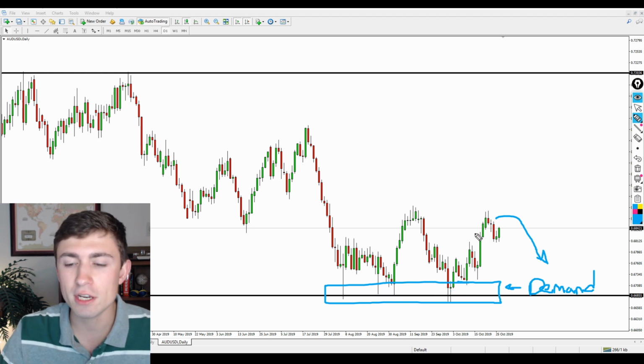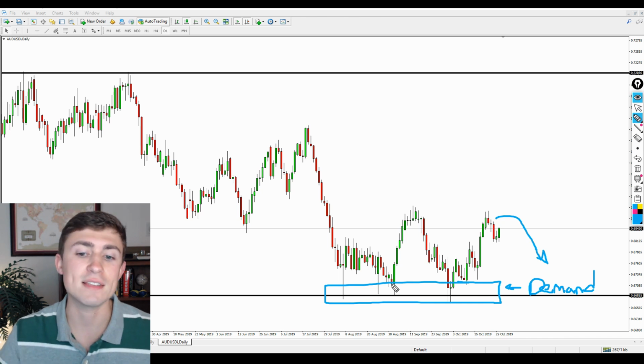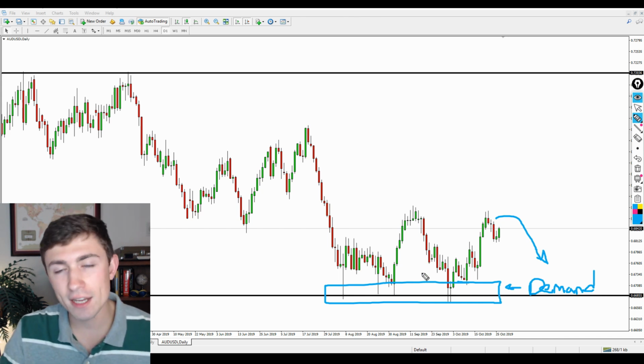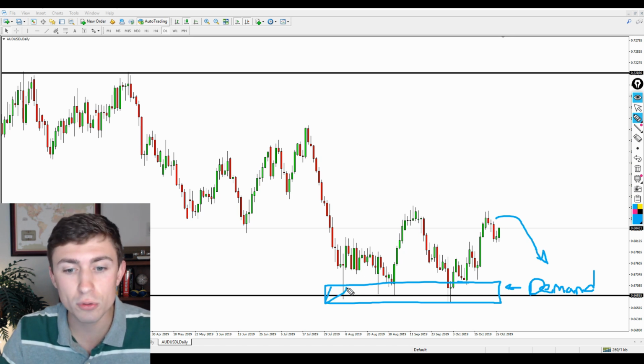Now, one thing to mention here is that I'm not pointing out that this is a pinpoint price that price has to reverse off of. I kind of look at supply and demand or support and resistance as a zone, right? So this whole zone down here held as a level of support.